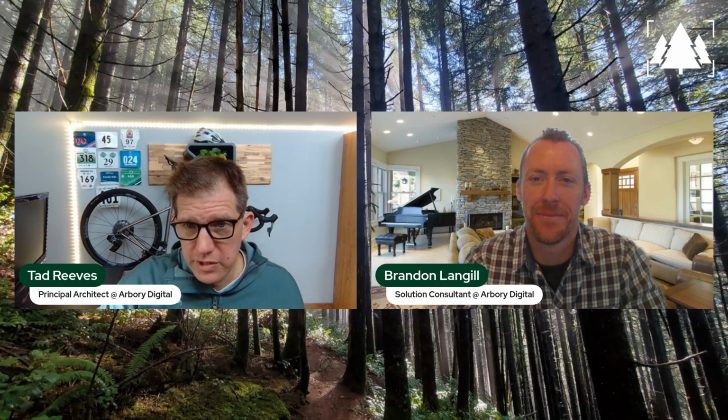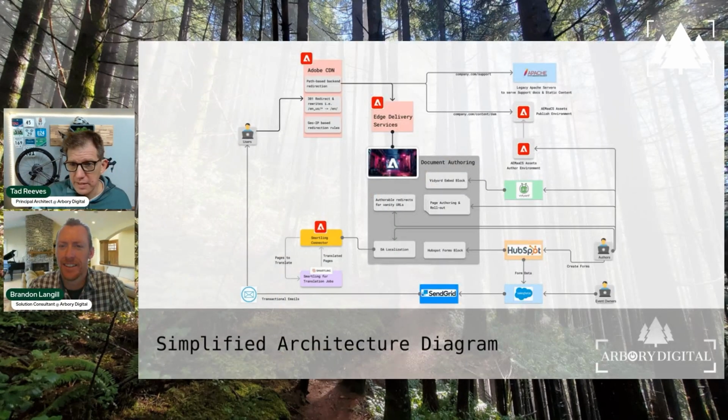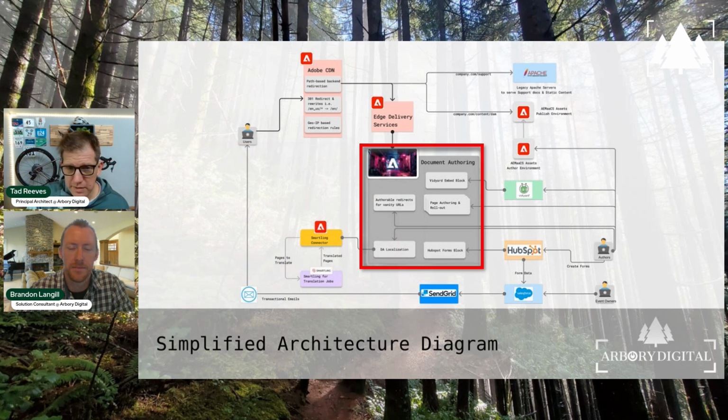But here, let me show you a bit about how this all fits together, because I think anybody listening or watching this could probably benefit from it. This is an architecture diagram of a customer setup for running Edge Delivery with document authoring and how it might plug into an AEM setup. This big gray bit in the middle here is the document authoring setup.